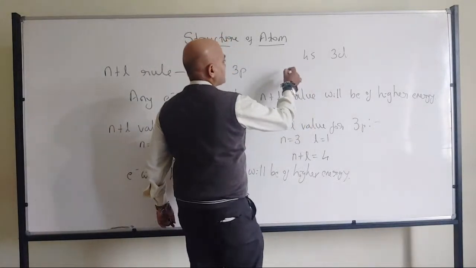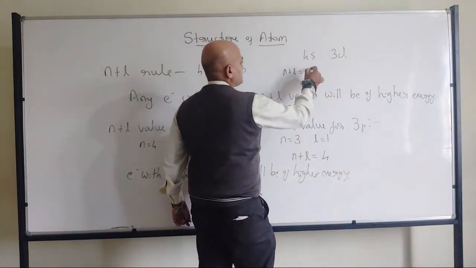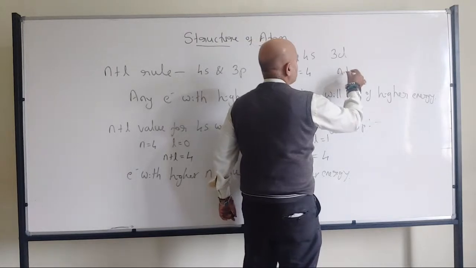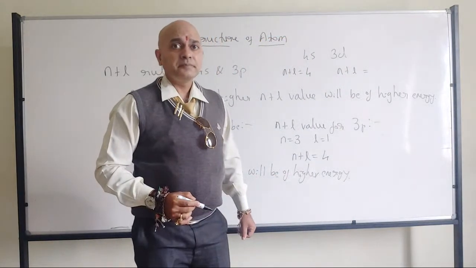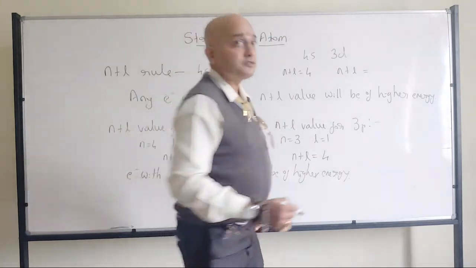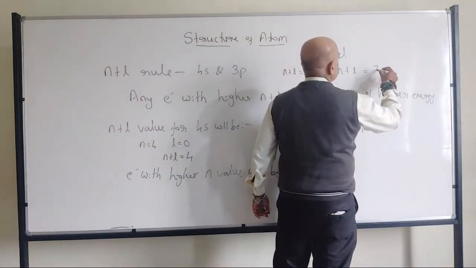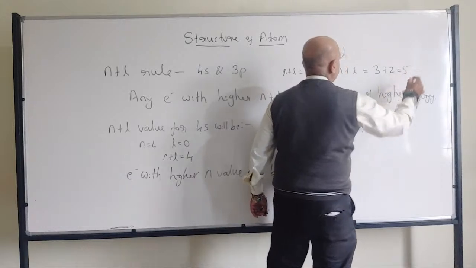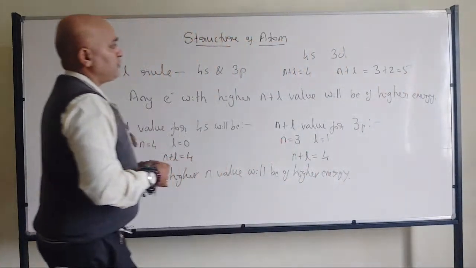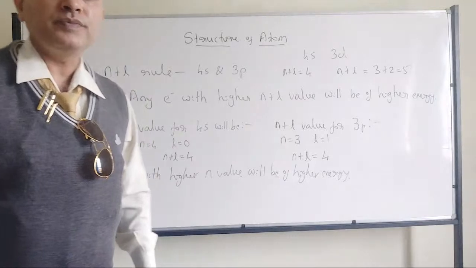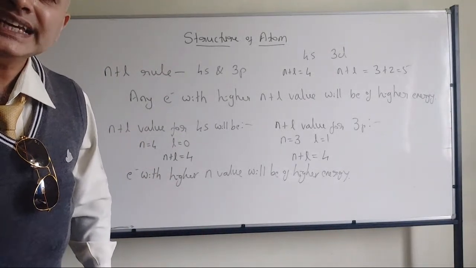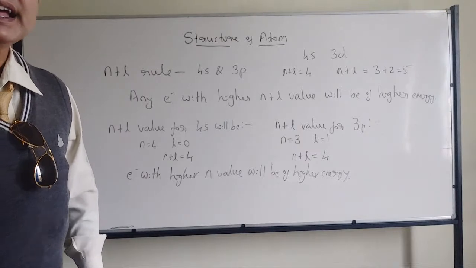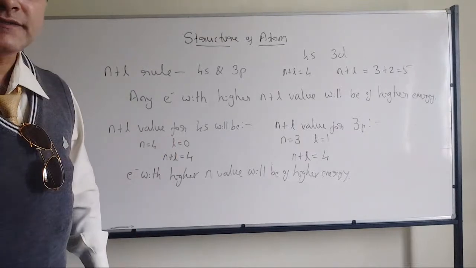So for 4s, n plus l value is equal to 4. And for 3d, what is the l value for d? It will be 2. So naturally it will become 3 plus 2, that is 5. So among 3d and 4s, which is having the higher value? 3d is having higher n plus l value. Therefore, 3d will be considered as higher energy compared to 4s.